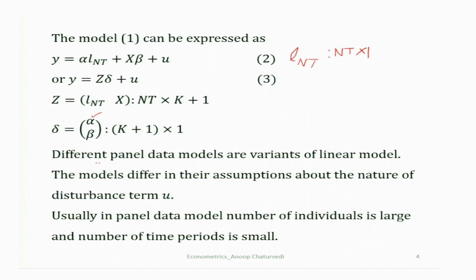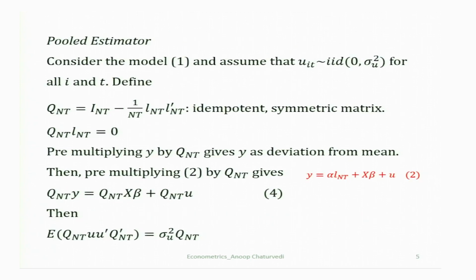Then different panel data models are variants of the linear model. At least the panel data models which we are considering here are different variants of the linear model. Different models differ in their assumptions about the nature of the disturbance term u. For different models, we take different assumptions about u. And usually in a panel data model, the number of individuals is large and the number of time periods is small. Now, we attempt to estimate the parameters of model 1.